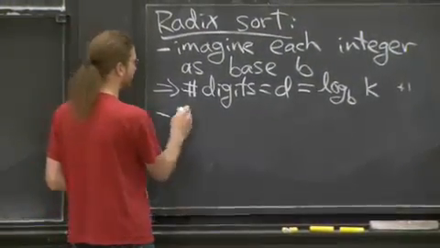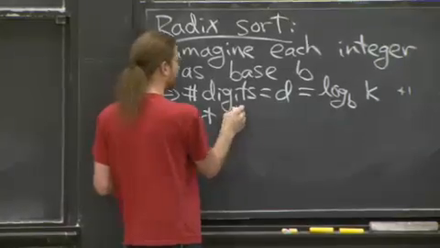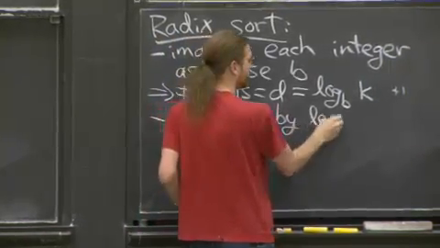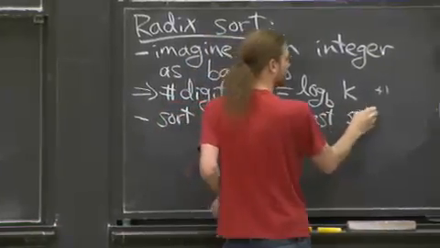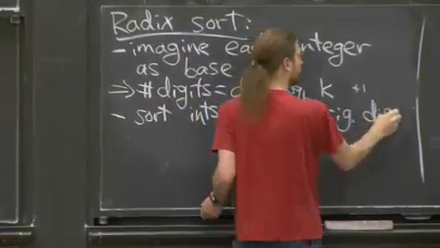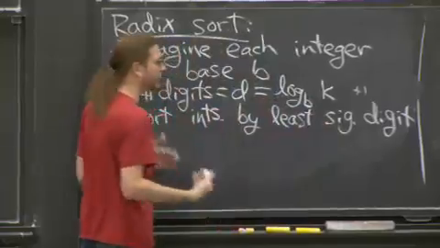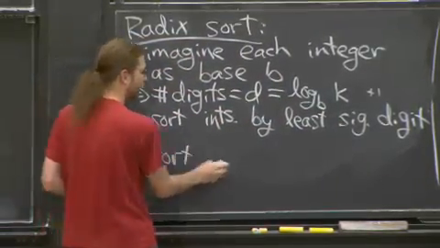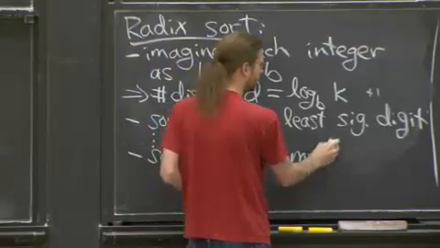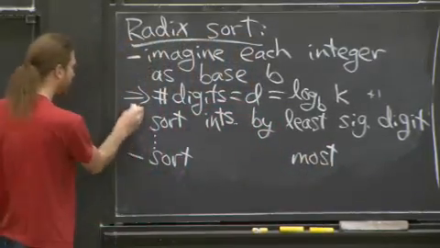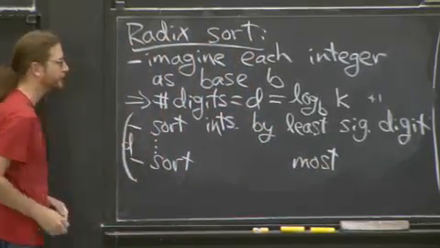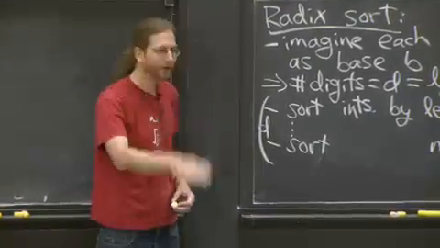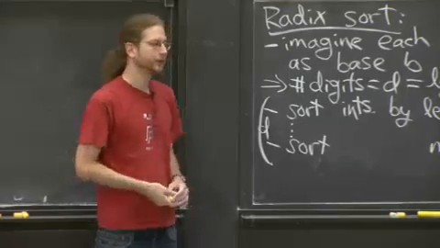And then the algorithm is as follows. Sort the integers, all of them, by the least significant digit, then sort by the next least significant digit, dot, dot, dot, sort by the most significant digit. So there are d iterations here for d digits. I sort all the integers by the least significant, all the integers by the next, and so on.